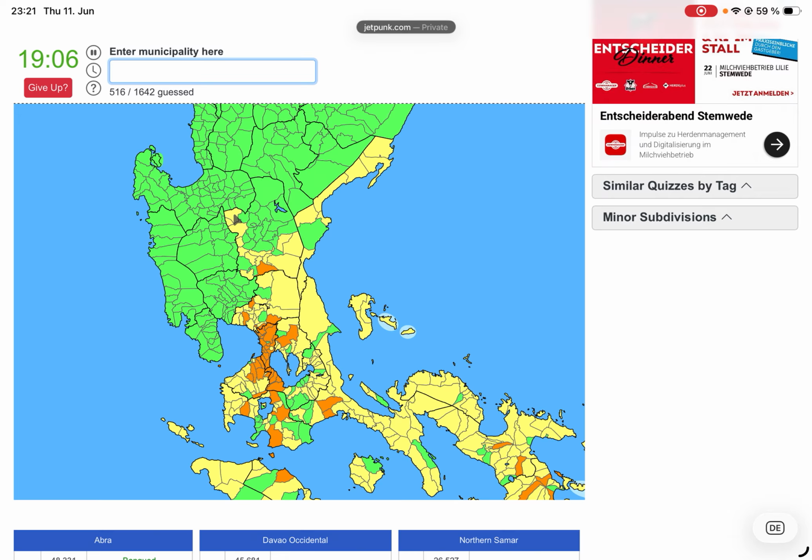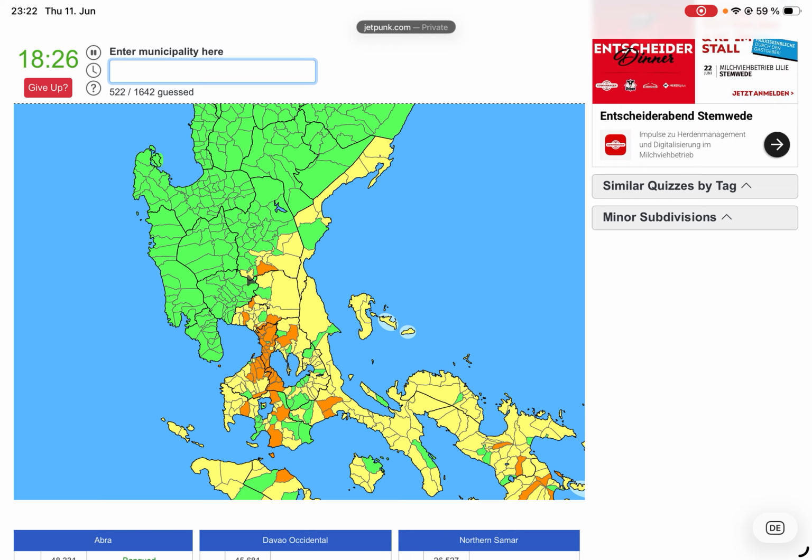Then over here we have Cuyapo, Nampicuan, Gimbal, Lacub, Licab, then Zaragoza, Jaén, which by the way are both pretty big cities in Spain and also provinces of Spain, Jaén and Zaragoza. Zaragoza, I think, is even the 4th or 5th biggest city of Spain.